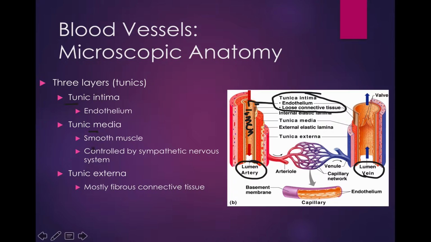The middle layer is called the tunic media. This is made up of smooth muscle. So the smooth muscle layer, meaning that it doesn't have any voluntary control. So the media layer is right here. Okay, and then the last layer is called the tunic externa, which is mostly fibrous connective tissue. And the external layer is right there.